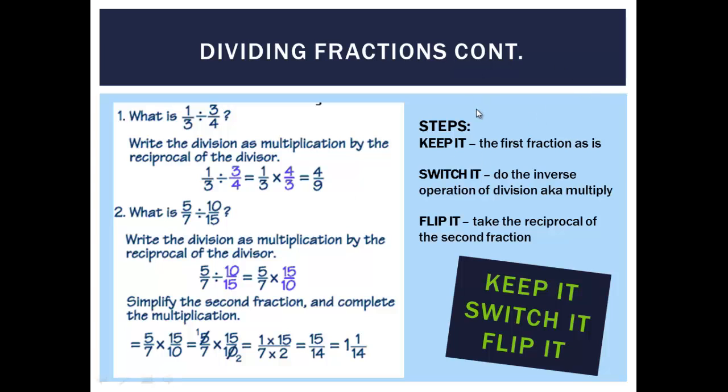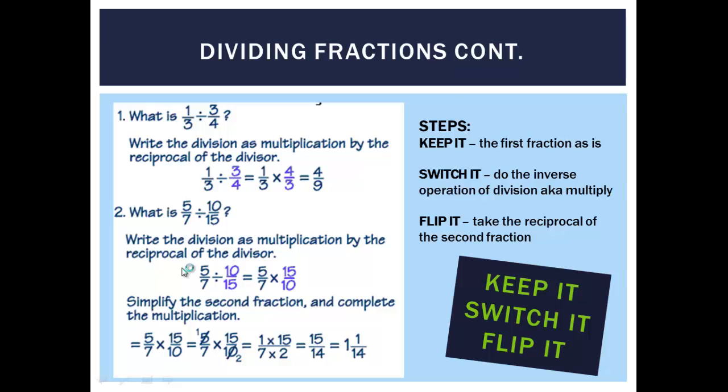Okay, so we're continuing the dividing fractions. So let's look over here where it says steps. The keep it, the first fraction as is. You do nothing with it, it just stays. The switch it is the inverse operation of division. So if you take the inverse operation of division, well, that's also known as multiplication. The flip it is the reciprocal of the second fraction. So we have 1/3 divided by 3/4. We write the division as a multiplication by the reciprocal of the divisor. Okay, what that means is 1/3 divided by 3/4 becomes 1/3 times 4/3. We get 4/9.